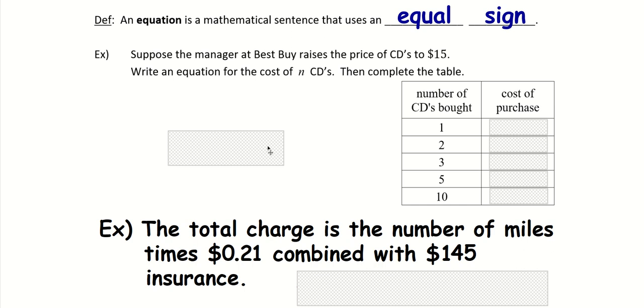So that's all this is about, kind of separating this from just an expression. Now it's going to be an equation because it's got an equal sign. All right, so look at this. Suppose the manager at Best Buy raises the price of CDs to $15.